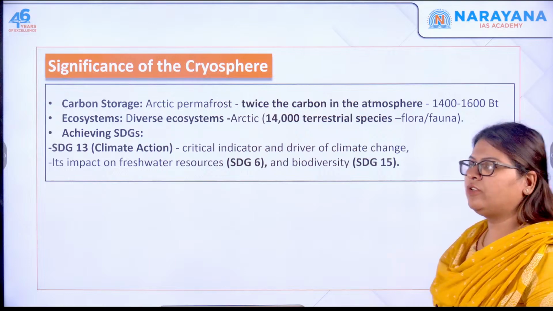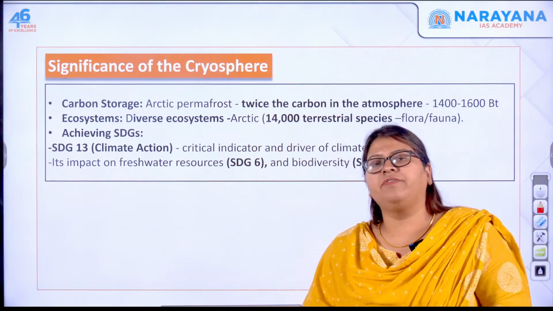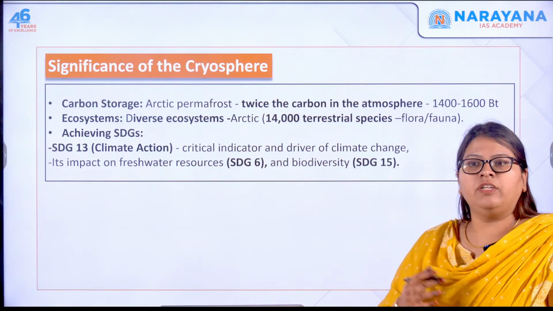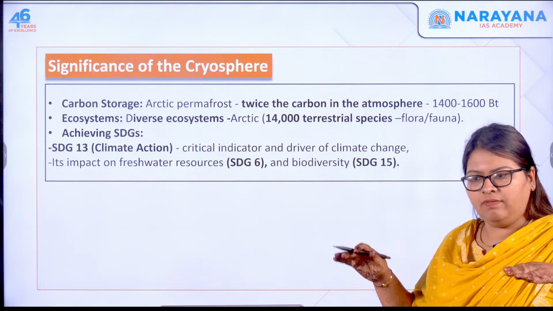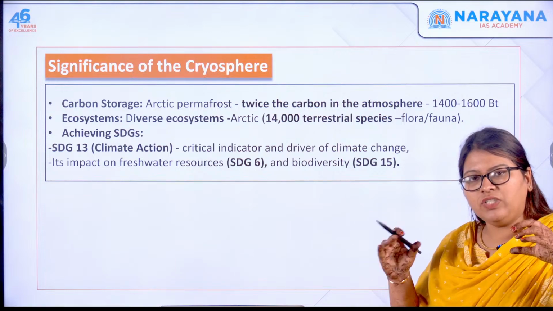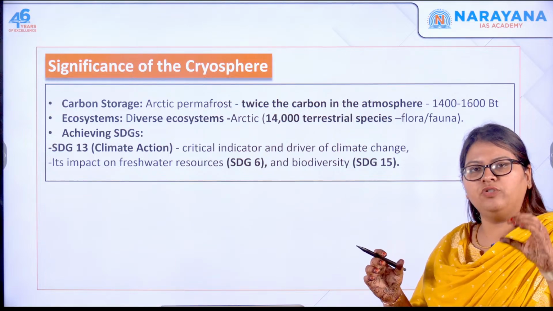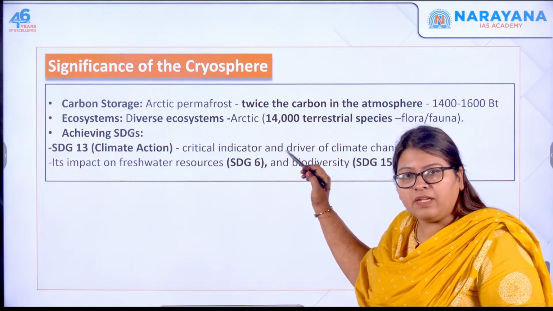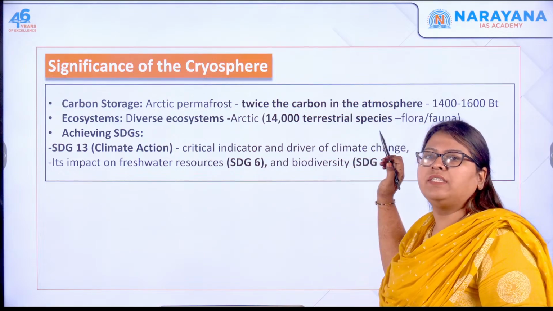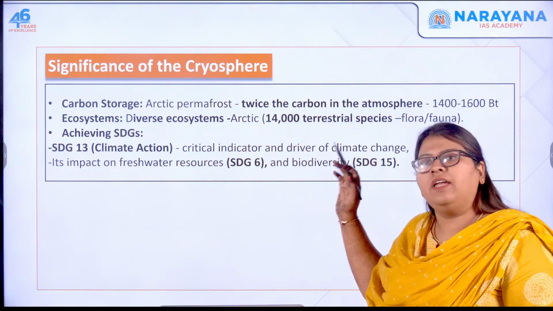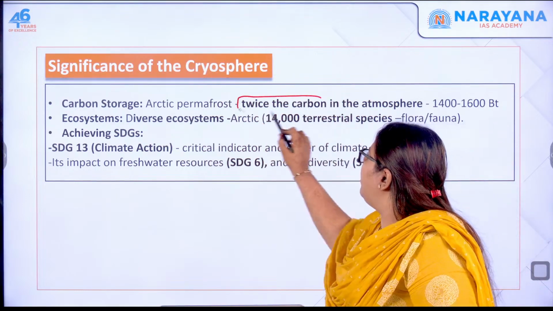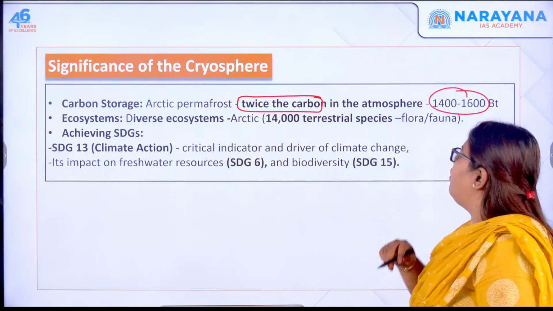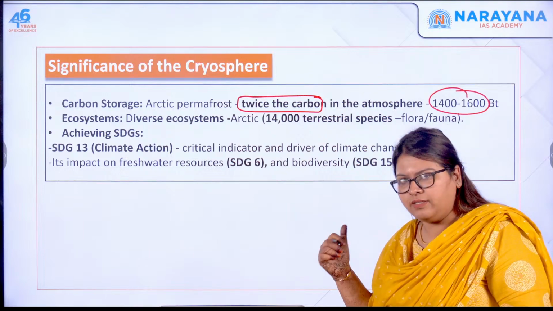We'll continue. Apart from climate regulation and providing sufficient water, it also helps in carbon storage. As I told you, the permafrost, that is the upper layer of the soil which remains frozen for more than 2 years, has the capacity to store twice as much carbon as is present in the atmosphere. So twice the carbon is stored over here, which accounts for around 1400 to 1600 billion tons.